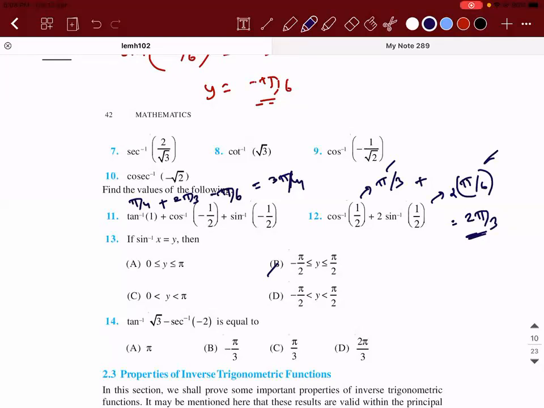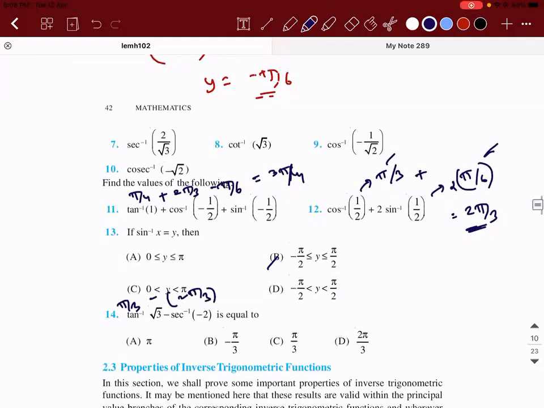Similarly, the 14th one. Tan inverse of root 3 minus secant inverse of minus 2. Tan inverse root 3 is pi by? Correct. It is pi by 3. Minus is there. Secant inverse of minus 2. Right. I'll give you time. Secant inverse of minus 2. I know the answer. Correct. 2 pi by 3. So pi by 3 minus 2 pi by 3. Answer is going to be minus pi by 3.